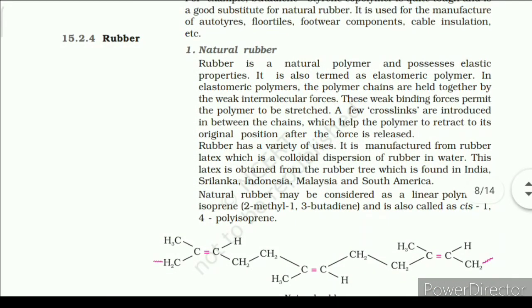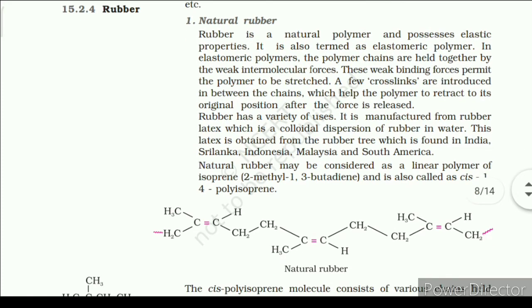15.2.4 Rubber. Number 1. Natural rubber. Rubber is a natural polymer and possesses elastic properties. It is also termed as elastomeric polymer. In elastomeric polymers, the polymer chains are held together by weak intermolecular forces. These weak binding forces permit the polymer to be stretched. A few crosslinks are introduced in between the chains which help the polymer to retract to its original position after the force is released. Rubber has a variety of uses.